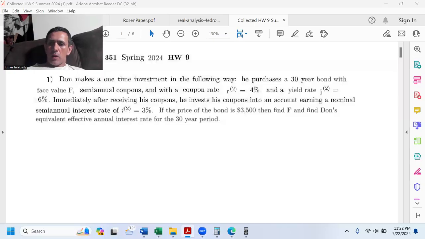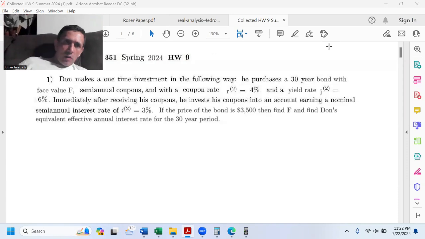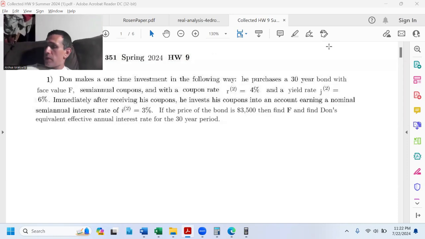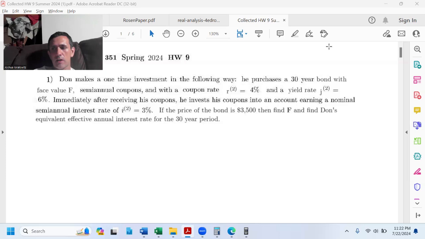Hello, everyone. What I want to do is go over homework 9. The scores were surprisingly low. Not sure exactly why, but I guess bonds are a little complicated. I mean, this is basic exam FM stuff that you really have to master, if you want any chance of passing.